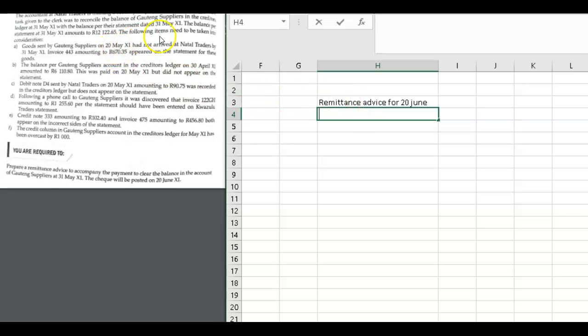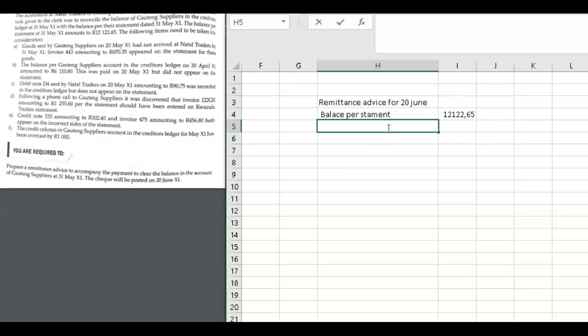So if you look over here, the balance per statement amounts to this. Because we're pretending this is their statement, we bring down the balance. Now to word it, you can say anything, but balance per statement. So balance per statement is 12,122.65. Now, you don't need to have a debit and a credit. If you want, you can, but I advise not to. You just put a plus or minus.